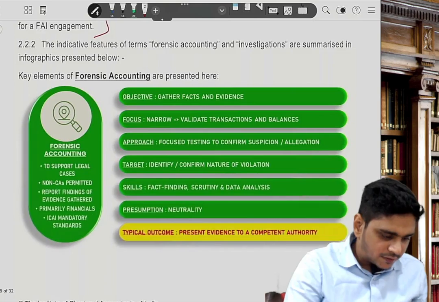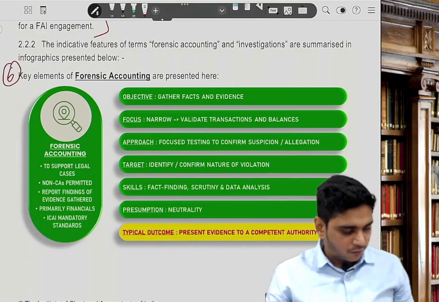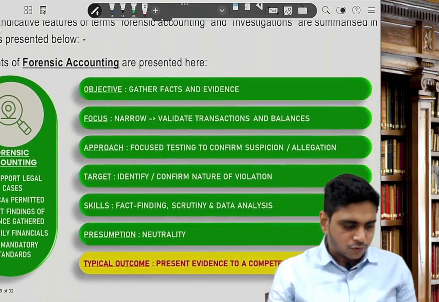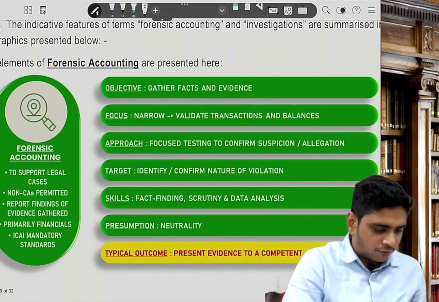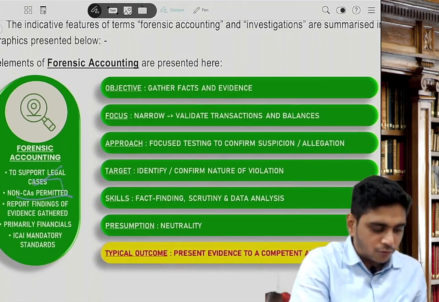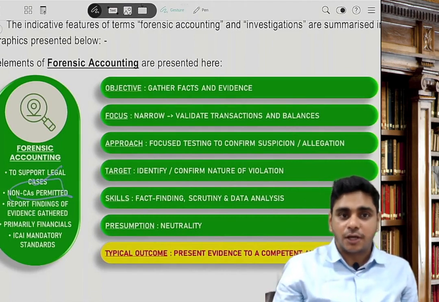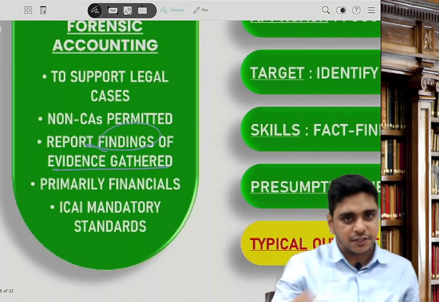Now what is forensic accounting? So this becomes your sixth answer. What is forensic accounting? So here, sir, what is the objective? Forensic accounting is to support legal cases. Non-CAs are also permitted. Audit is done by whom? Chartered accountant. Here, you will report the findings of the evidence which is gathered by you.